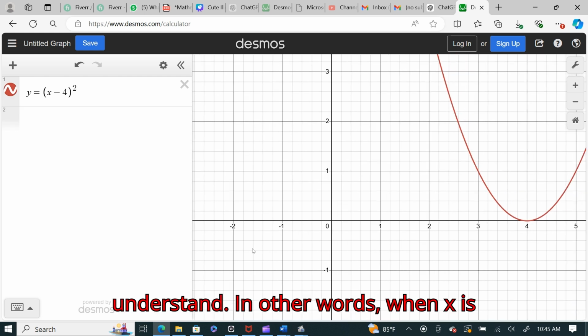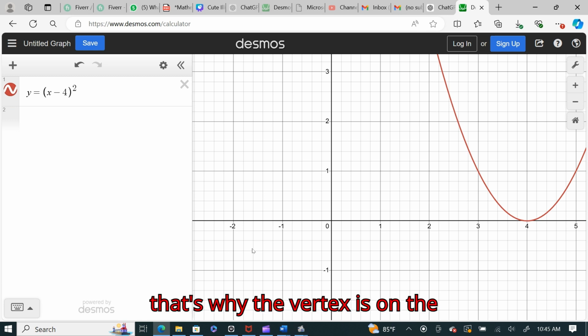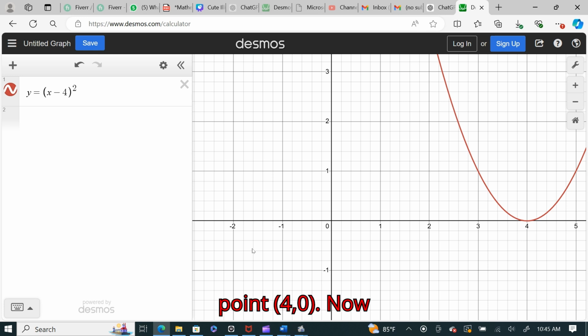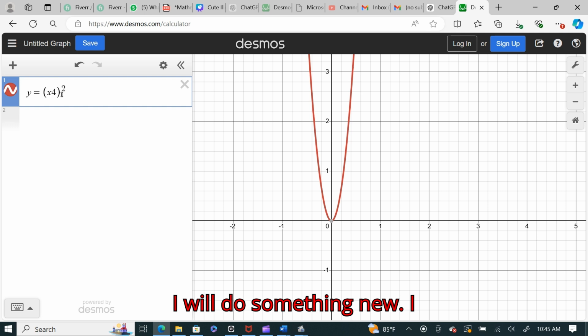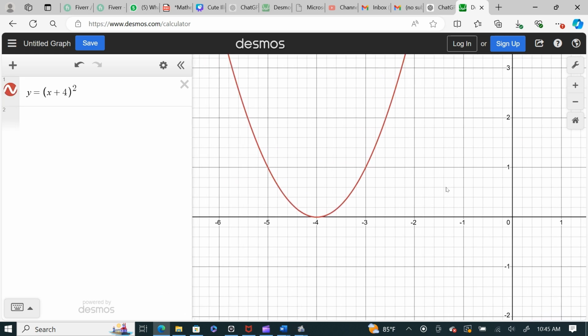In other words, when x is equal to 4, y value is 0. That's why the vertex is on the point (4, 0). Now I will do something new. I will add x plus 4. What happens? X plus 4.